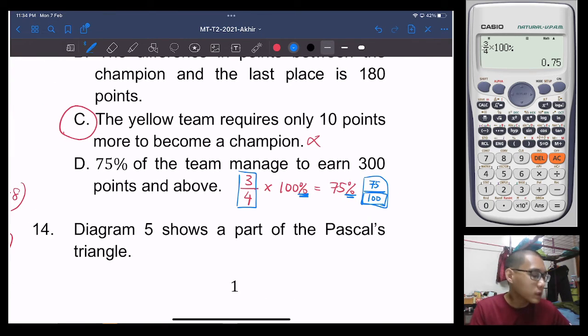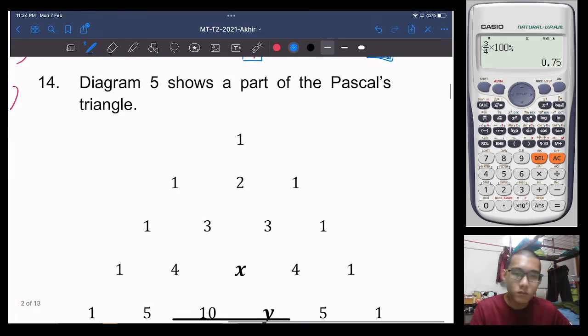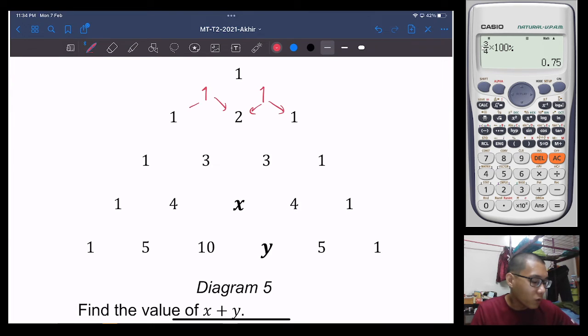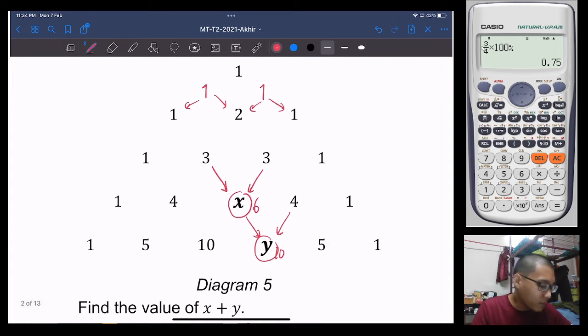Okay, so let's see the next one, question 14. Diagram 5 shows a part of the Pascal's triangle. This Pascal's triangle is incomplete because we left out this one, the second line. So we need the second line, 1 1 first, and then this one becomes 1 plus 1 equals 2, and the following is 1. Okay, so in this Pascal's triangle, we see the x comes from these two numbers, the sum of these two previous numbers, 3 plus 3, 6, and then we have these two previous numbers become 10, right? So we find x plus y.